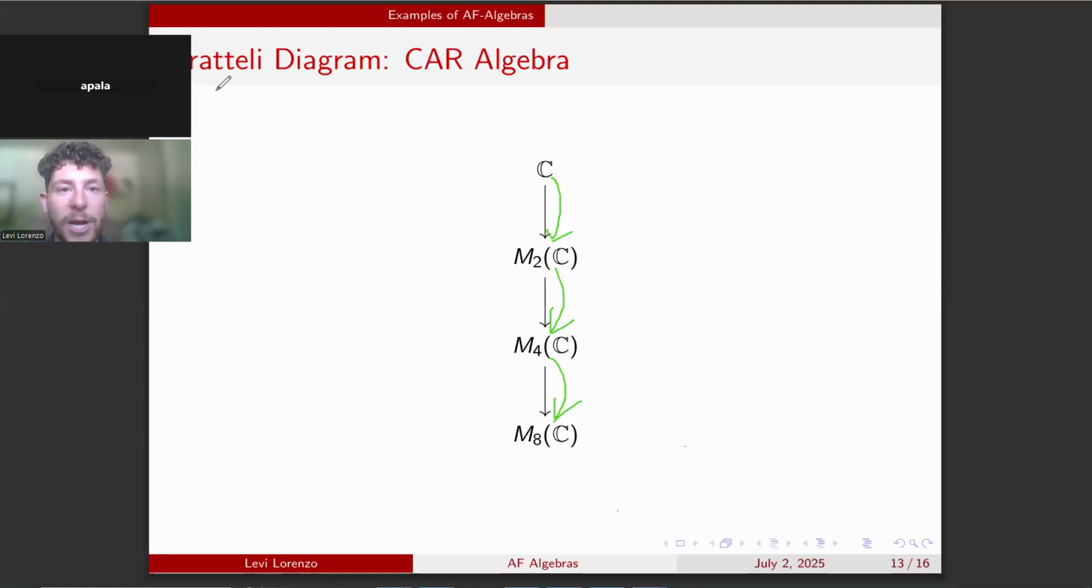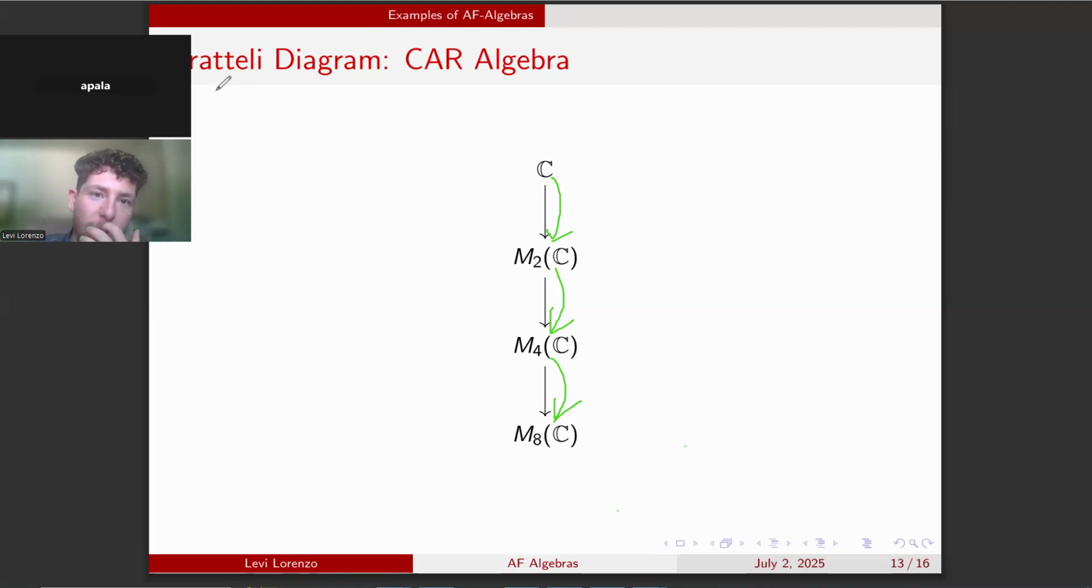Generally speaking, when looking at an inductive system, if you just looked at the maps you could figure out how big each next matrix algebra had to be, because you want these maps to be injective.